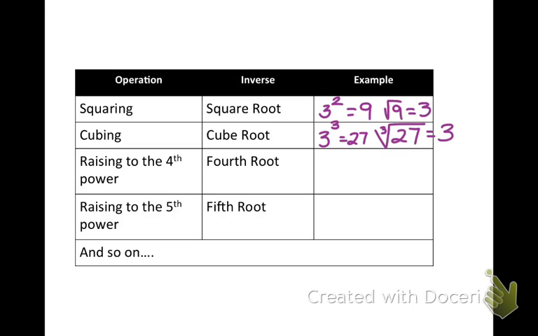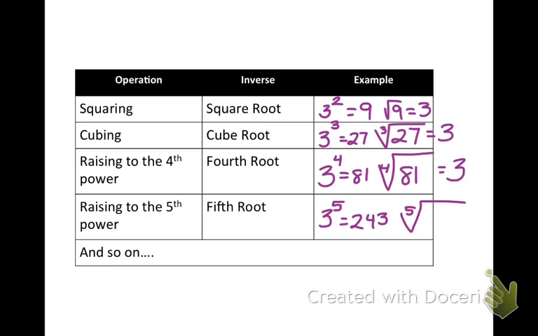All right, let's do the 4th root. So 3 to the 4th is 81. The 4th root of 81 would be 3, because 3 times 3 times 3 times 3 is 81. And now let's do a 5th root. 3 to the 5th. So 81 times 3, 243. So the 5th root of 243 is equal to 3.